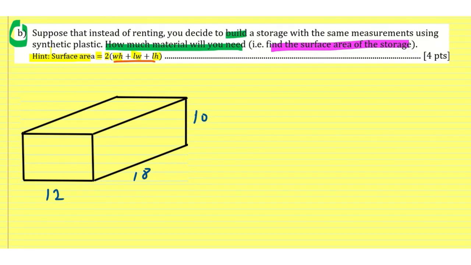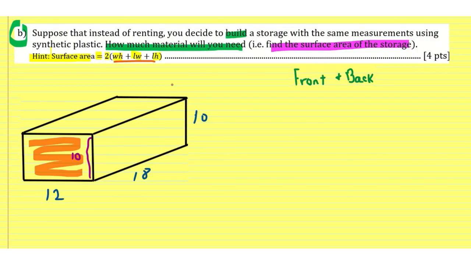So again, I mentioned the fact that we have a front and a back. The front would be this area right here. And if we find the area of that, it's going to be length times width, because that is a rectangle. The length is going to be 12, but what is the height of it? Well, it's going to be the same as the 10. So it's going to be a 10 by 12. And we've got a back that is going to be identical to the front. We've got a front and a back.